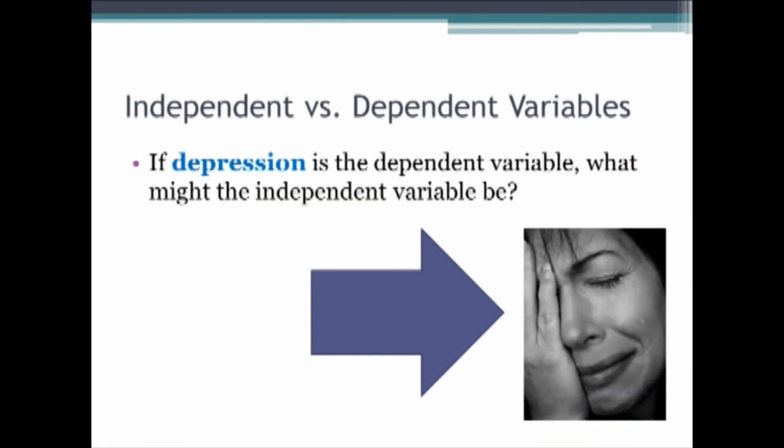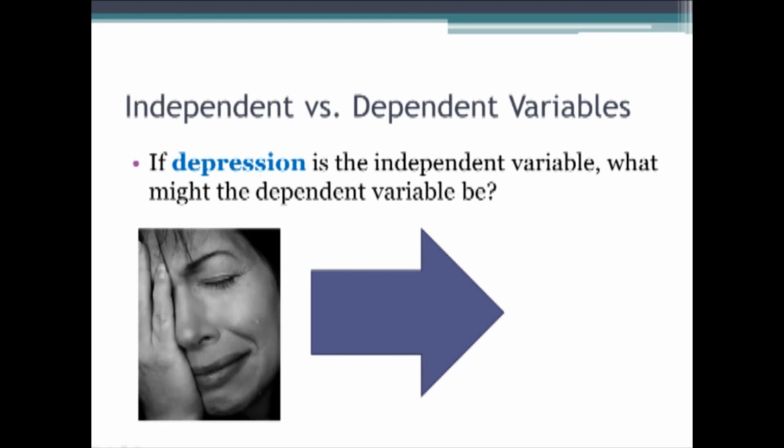If depression is the dependent variable, what might the independent variable be? So something causes depression. There are a lot of things you might fill in as possible causes of depression. It could be some relationship issues, some neurochemical issues, maybe some life event. It could be stress. It could be a variety of things. Maybe some genetic cause. That would be your independent variable, and then your outcome variable would be depression.